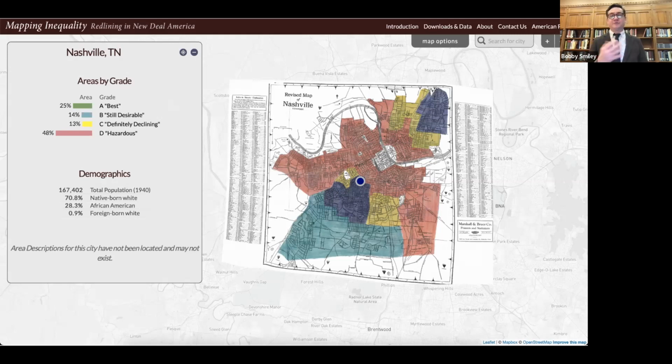why this was done in the first place, which of course was to exclude large populations from access to any kind of loan or any kind of mortgage. And those populations almost exclusively, if not entirely, were communities of color, whether African-American communities, Asian communities, Latinos, or they were alternatively recent immigrant communities from Eastern Europe or Southern Europe.